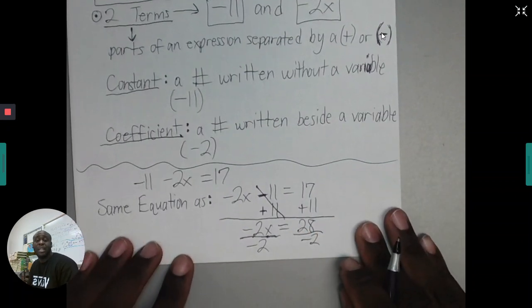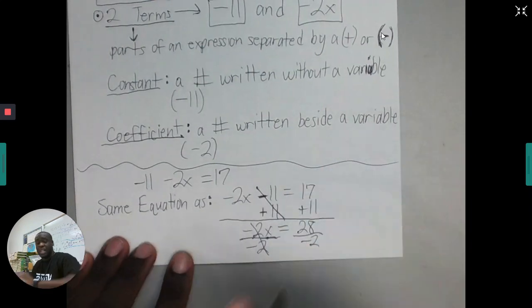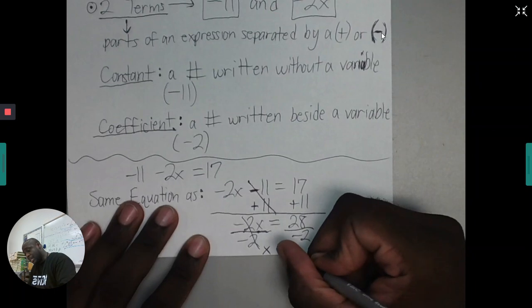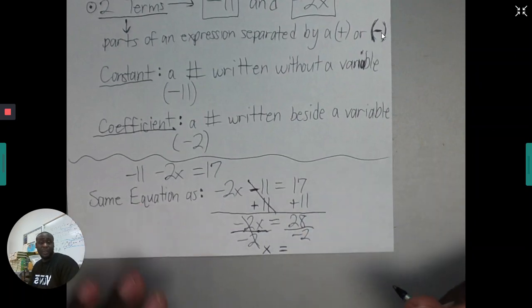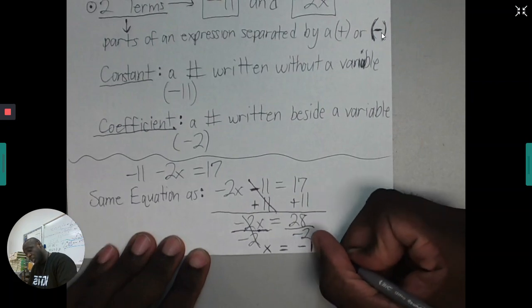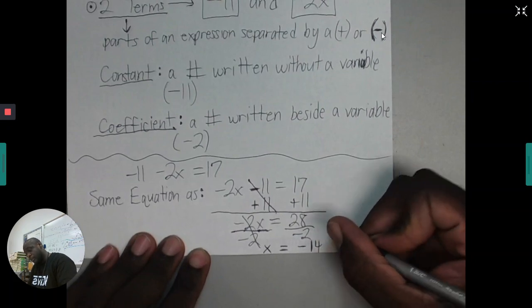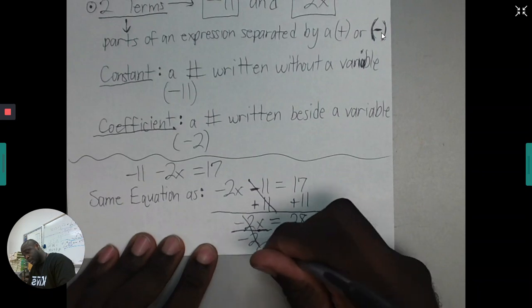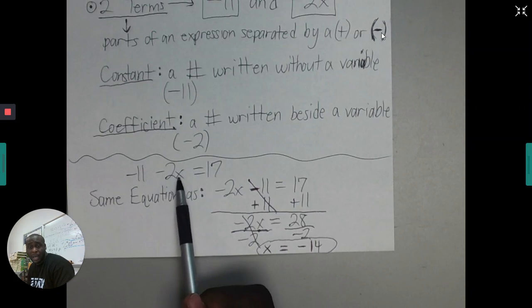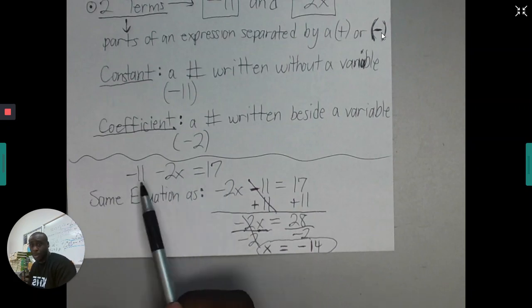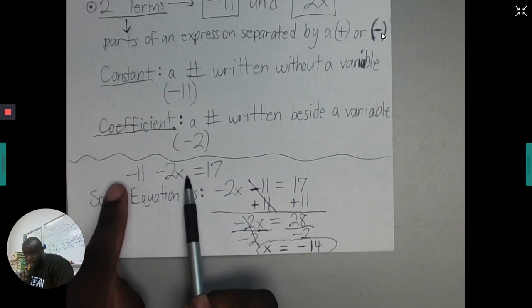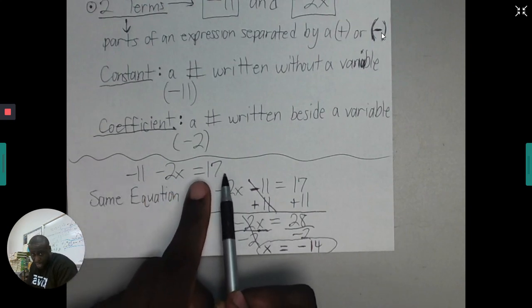When we divide by -2 here, we're left with just x. So we get that x equals 28 divided by -2. And 28 divided by -2 is -14. So -14 is the only value of x that will make this equation true, that will make the expression on the left side equal to the expression on the right side.